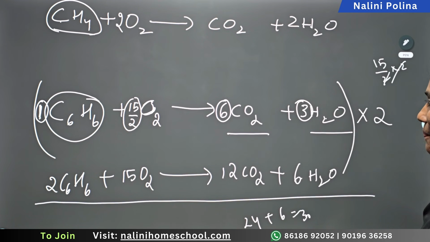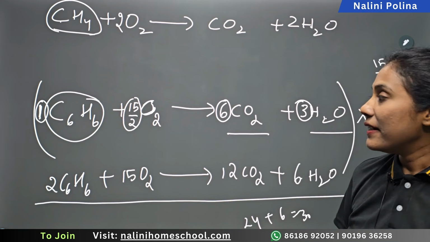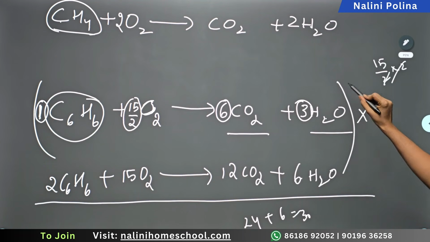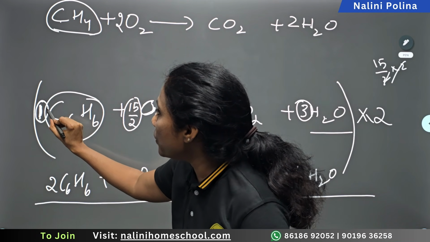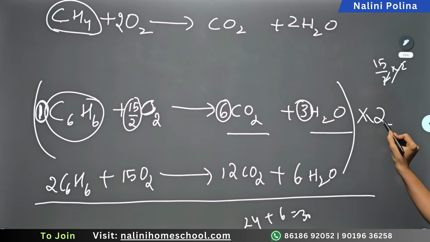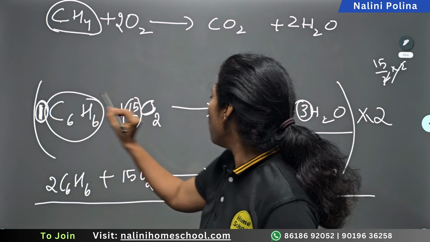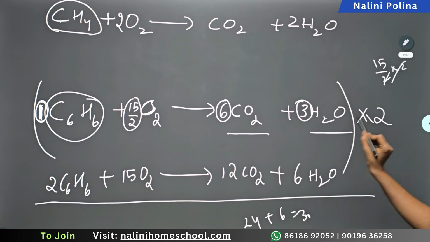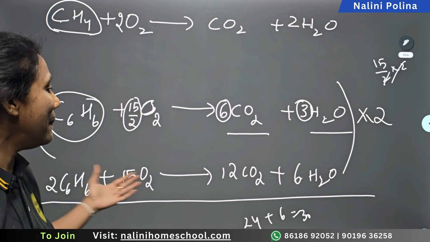I repeat once again. I wanted 15 oxygens, so initially I put 15 by 2. Now I have to remove this fraction. I don't want this 2 in the denominator. So the whole equation I am multiplying by 2. The numbers that you have put for balancing, those numbers you are multiplying by 2. If no number is there, it means 1. So 1 into 2, 2. 15 by 2 into 2, 15. 6 into 2, 12. 3 into 2, 6. So when you do this, you will get a completely balanced reaction.